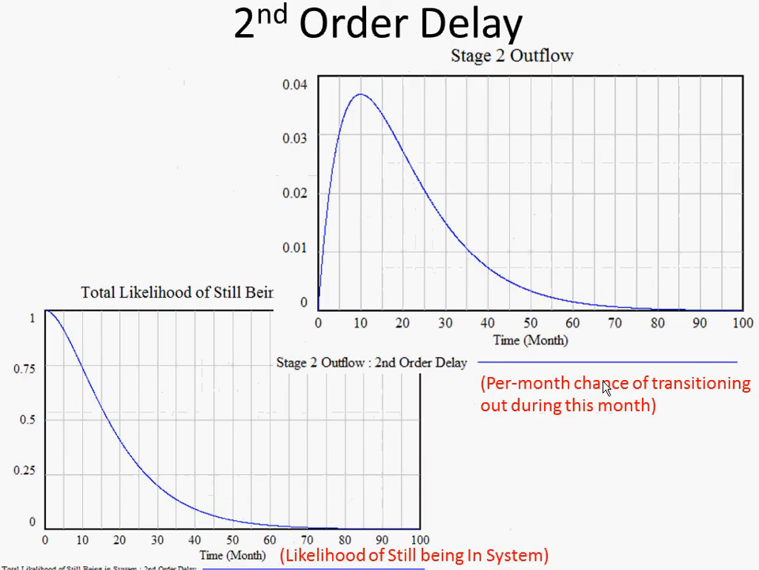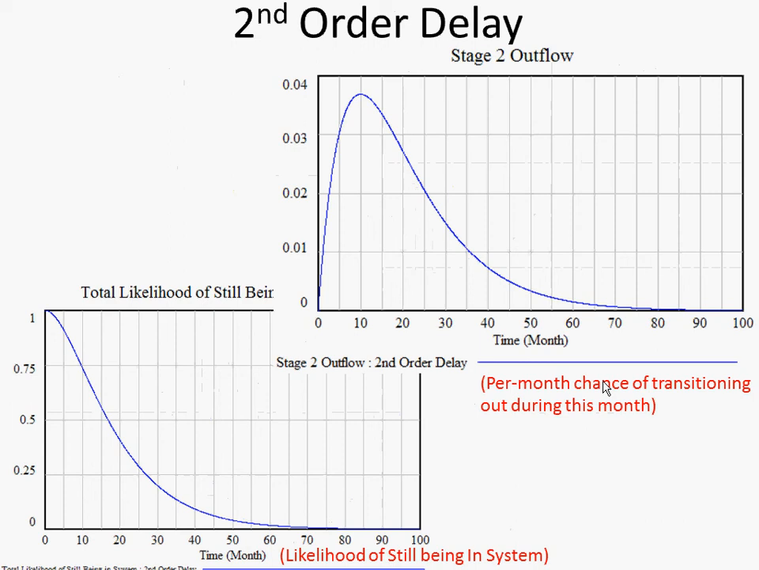Well, there's no inflow, right? Now this is the outflow for that second order delay. At first the outflow is 0, then it rises, and then it falls. Why is it 0 at first? Why is there no outflow initially? I thought it was starting full. Nothing in stage 2 yet. It's all in stage 1, so it doesn't come out till a little bit later. Then it starts to come out more and more from stage 2.